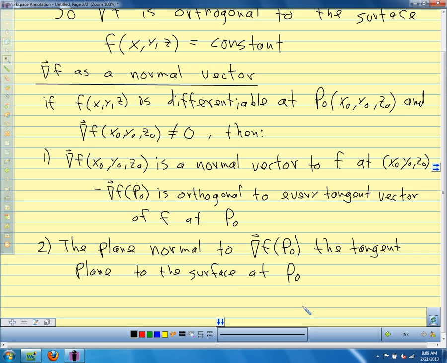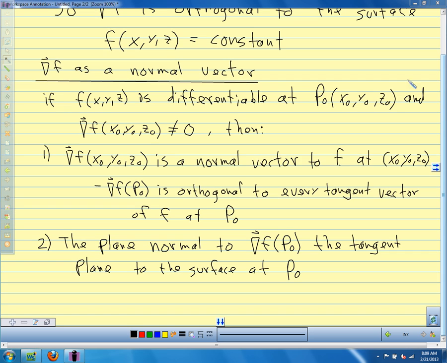So we can use the gradient as a normal vector to our tangent plane. So we can find the equation of a tangent plane at a point. But just like in Calc 1, when we found the equation of the tangent line, when we're talking about surfaces, we're going to find the equation of the tangent plane. And the gradient at our particular point gives us our normal vector to our tangent plane.